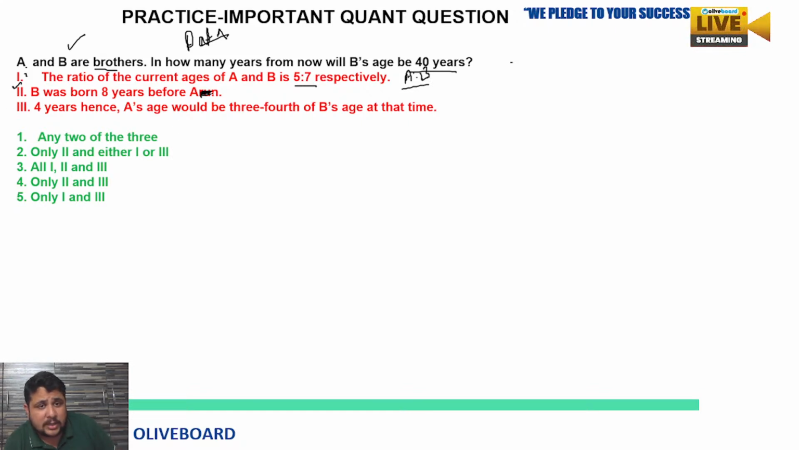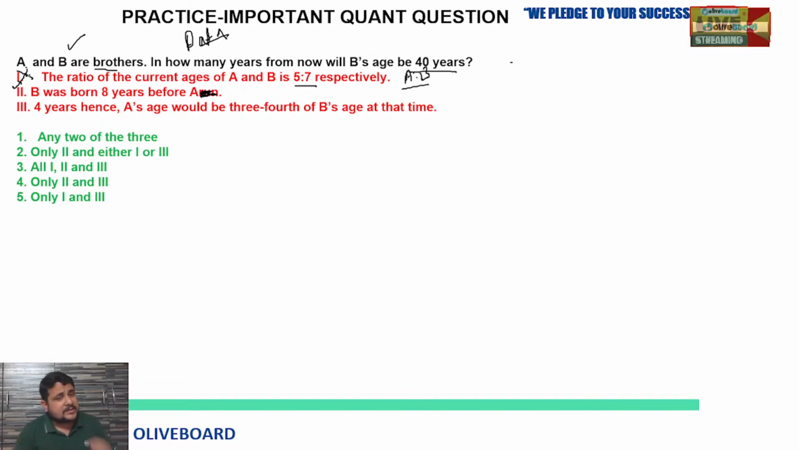This is A, not Arun. Okay. Can we get the answer? No. Because only the age ratio of A and B will not tell us their current ages. So we know the ratio only. So the first data is not sufficient to answer this question.